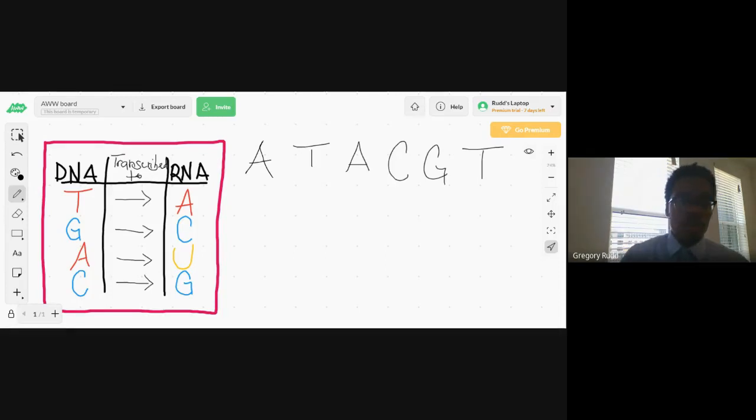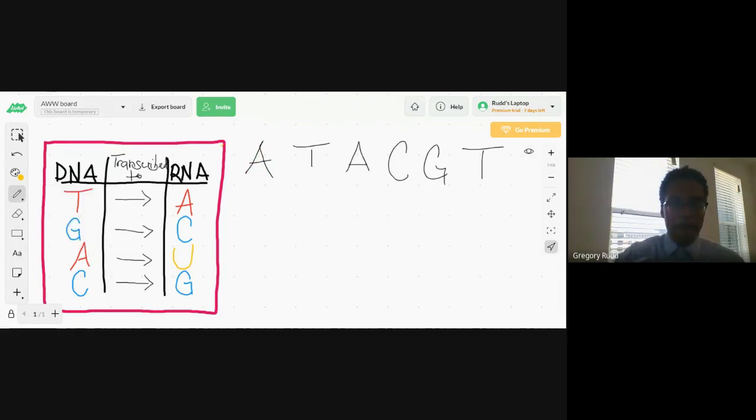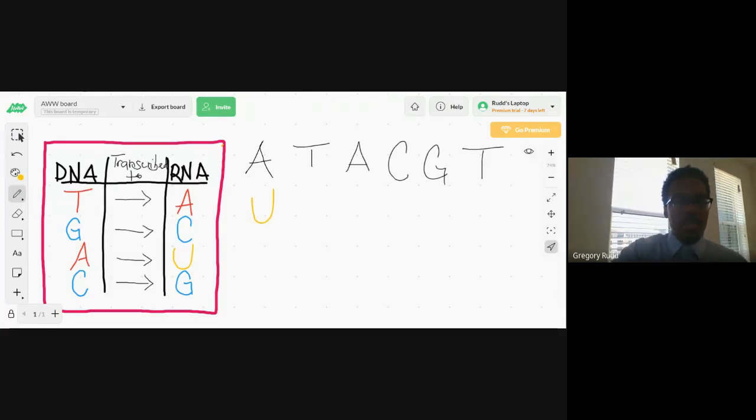So based on the chart that we've already drawn on the left side over here, what does A get transcribed to? If I've got an A, what does it get transcribed to? If this is my line of DNA, what does this A get transcribed to for mRNA? And what about T? What does T get transcribed to? A.